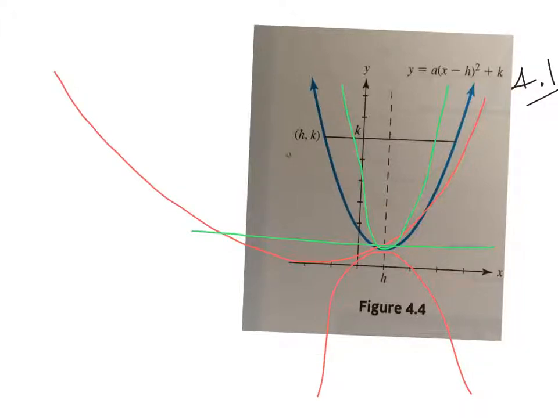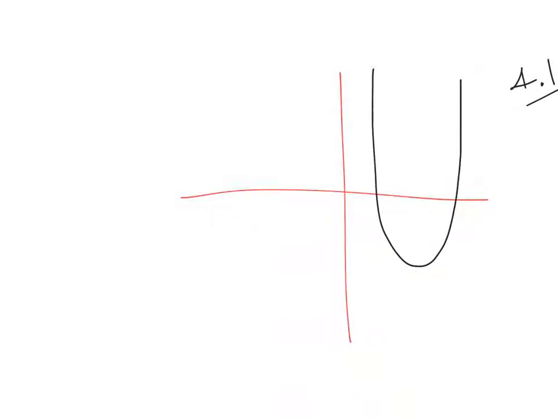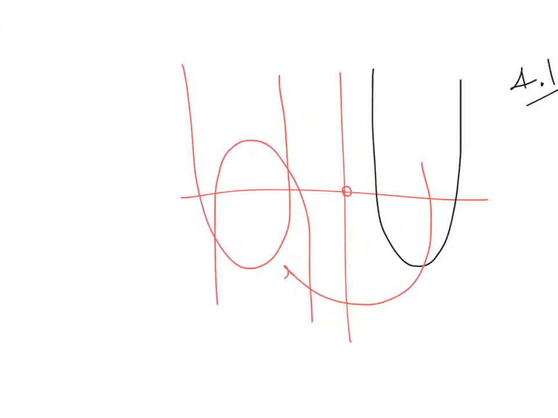Or sometimes, let me get rid of all this junk, sometimes we have our graph here and it will reflect across the y-axis and then be over here. Sometimes it can reflect across the origin, and it just kind of moves 180 degrees here, and it ends up looking like that. Okay, so there's lots of different ways that this graph can move around.